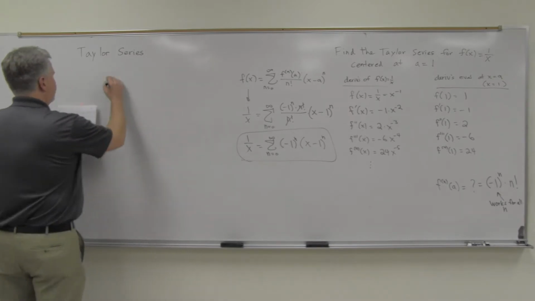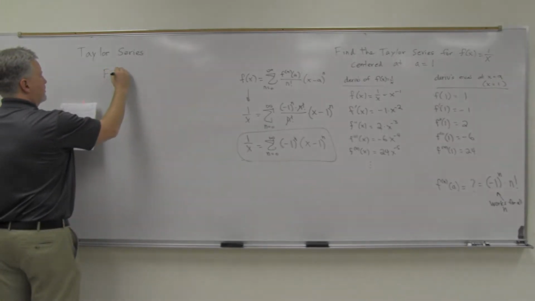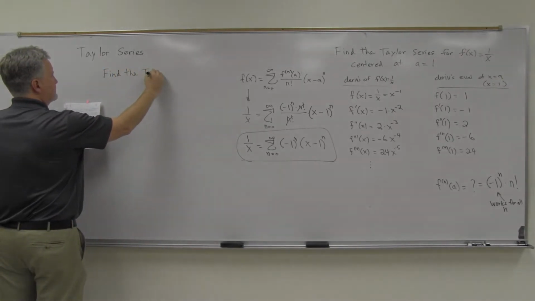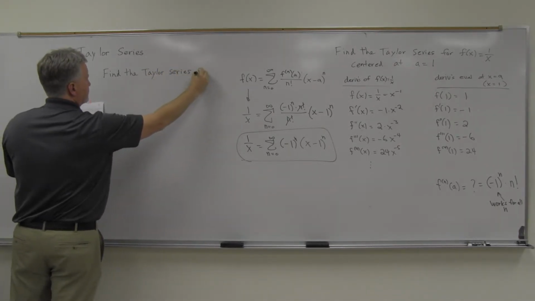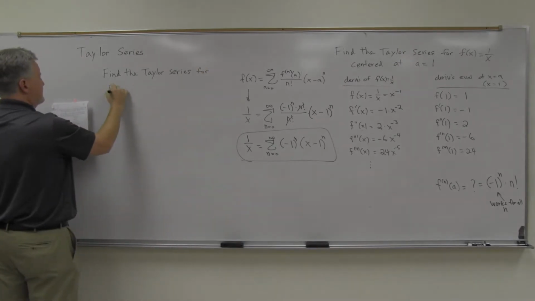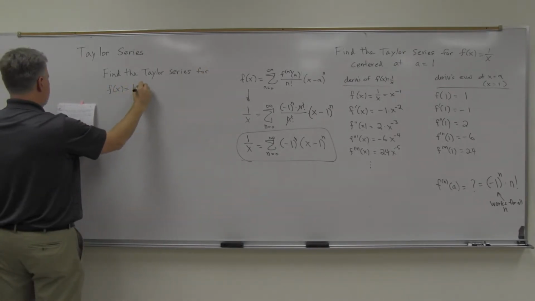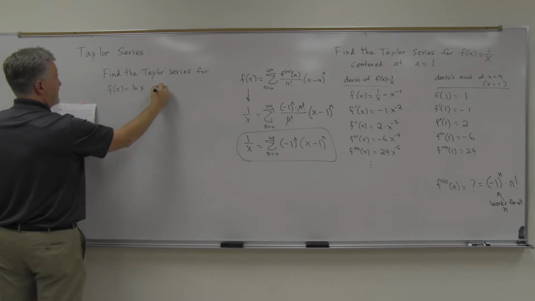Okay. All right, so let's find the Taylor series for f of x equals ln of x, centered at a equals 2.